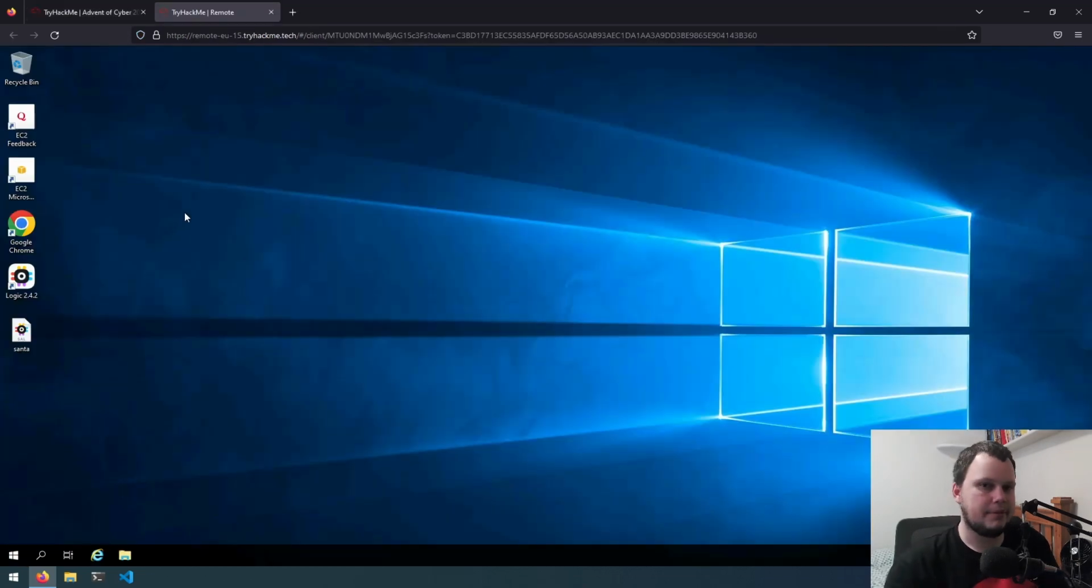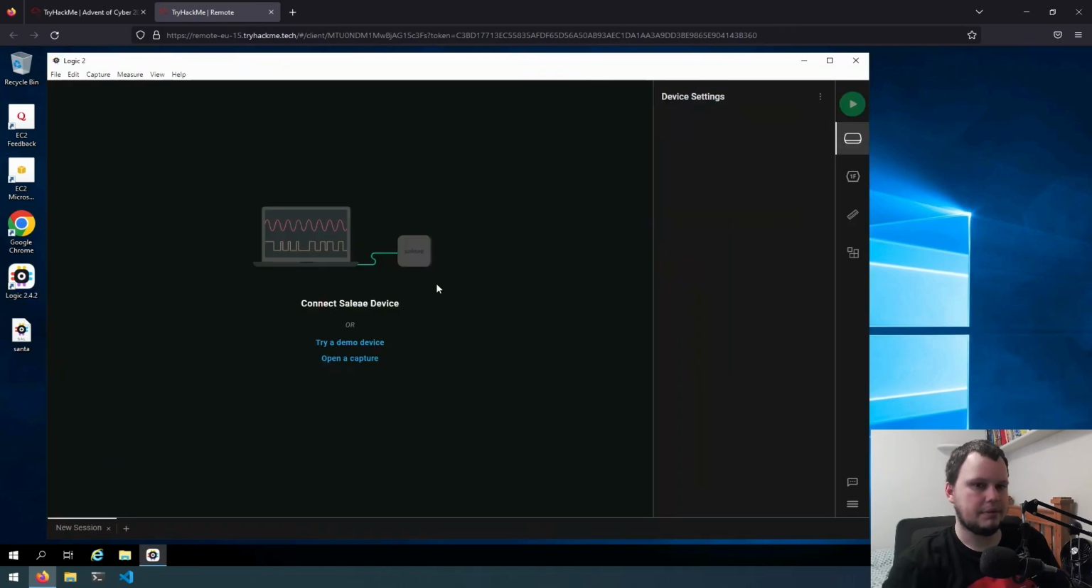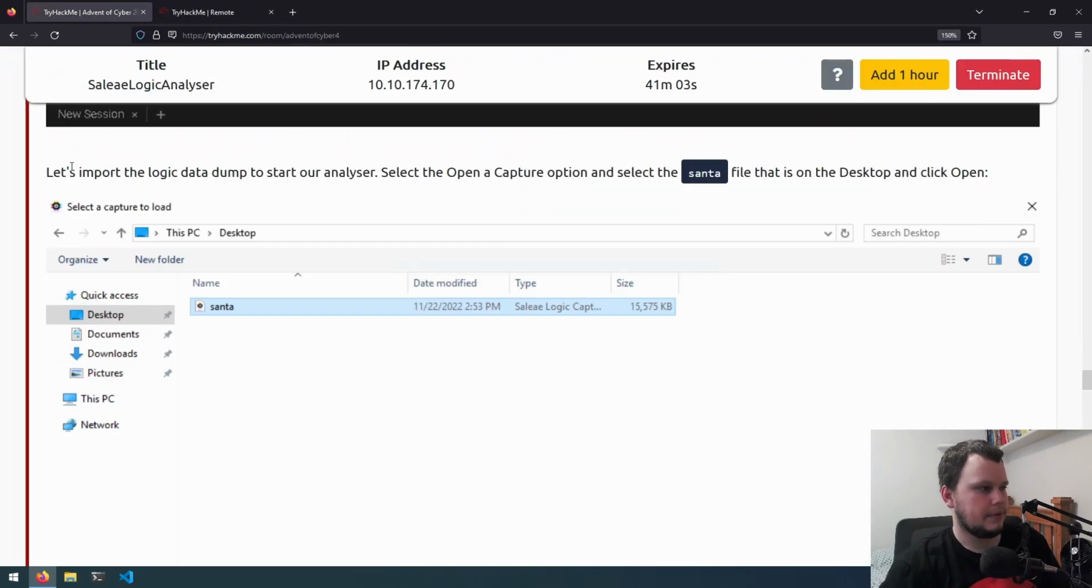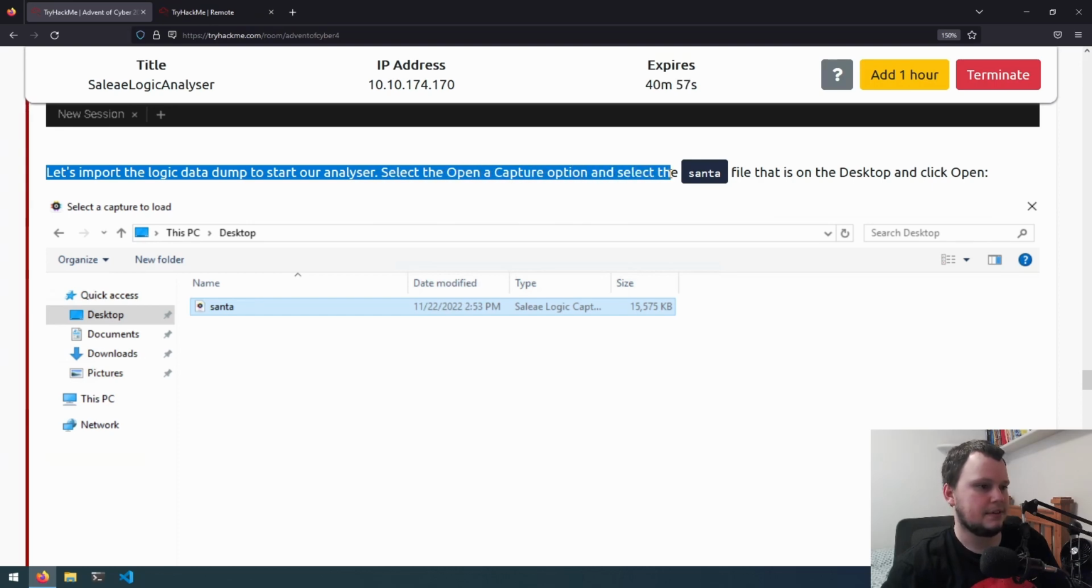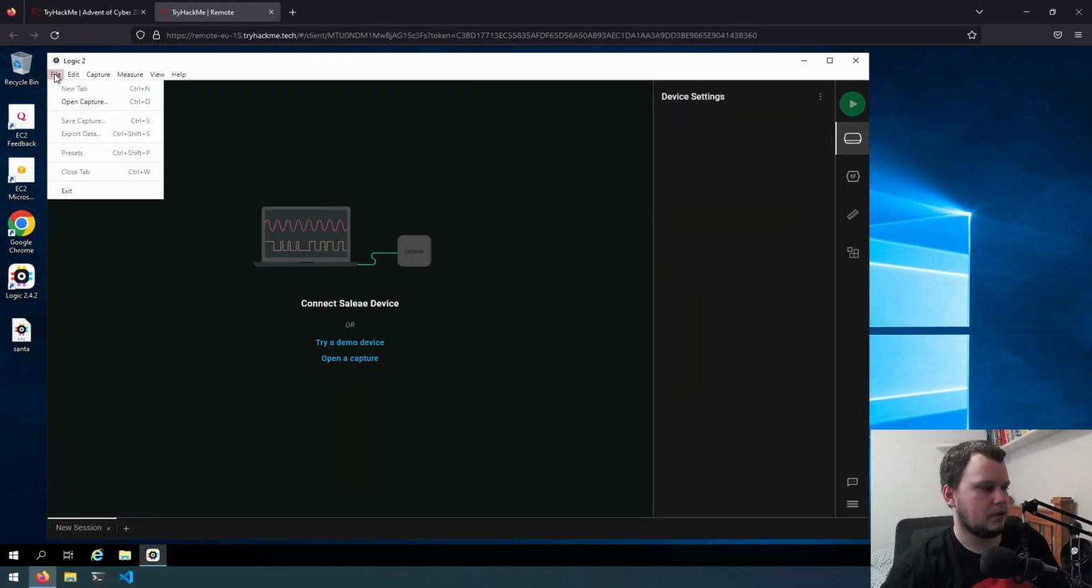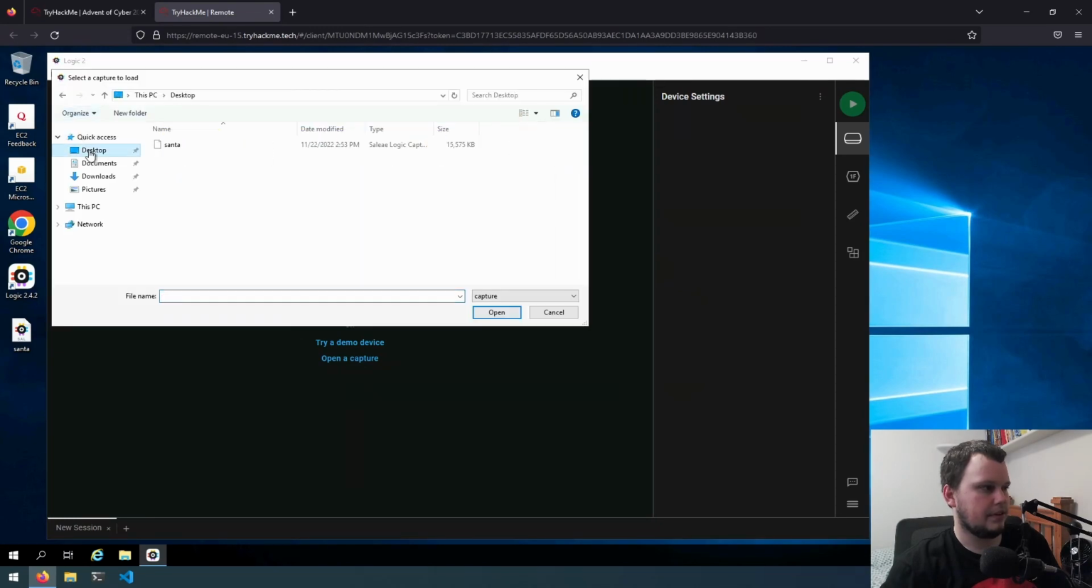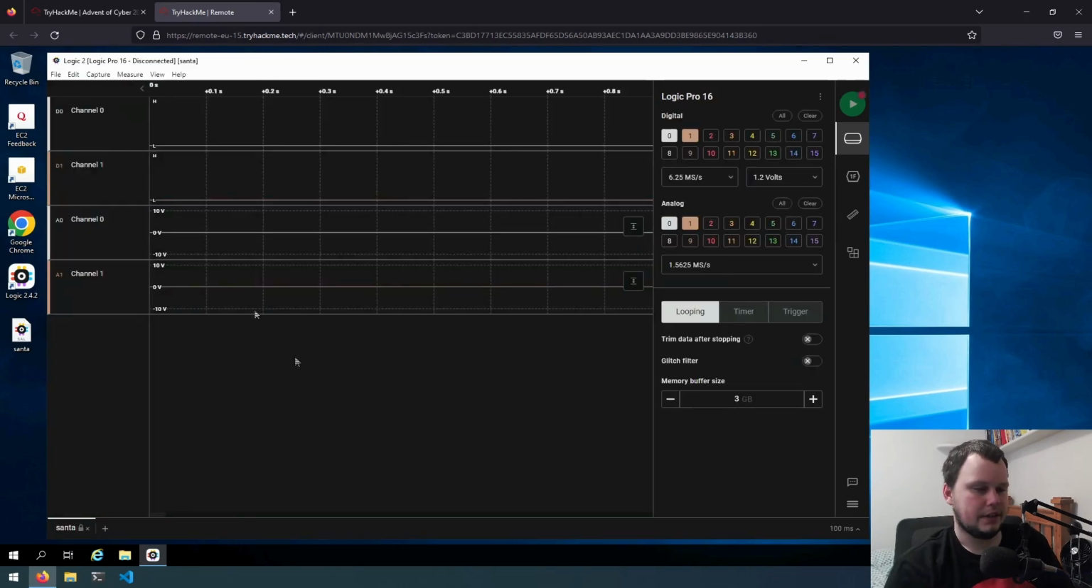Okay, so we're on the desktop of the box, and we go to Logic 2.4.2, and this will load the Saleae logic program. Okay, with it open, we can now continue. So we need to import the logic data dump to start our analyzer, so select the Open a capture option and select the Santa file that's on the desktop. Go back, File, Open Capture. Then on the desktop, we select Santa. Okay, it's now loaded the file, so let's continue.